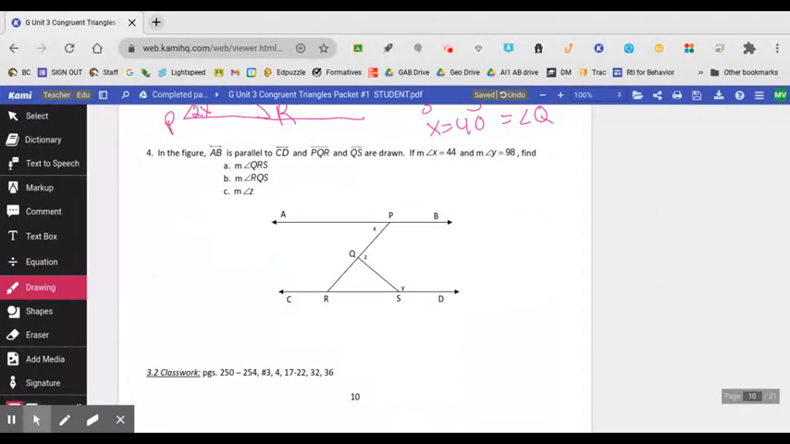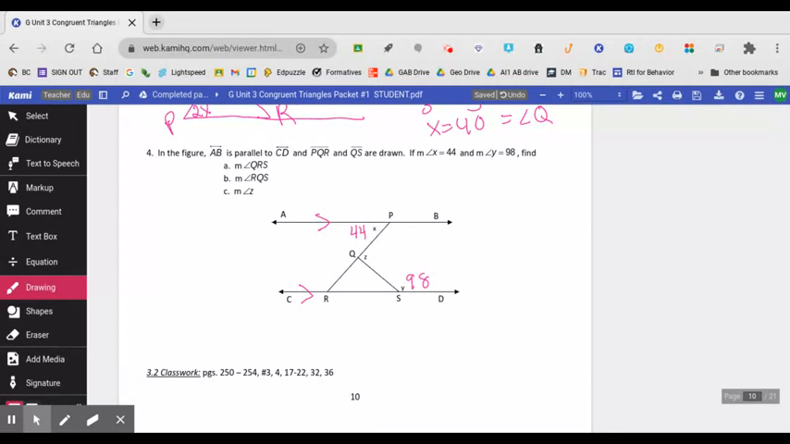Number 4. In the figure, AB is parallel to CD. So that means this top line is parallel to this bottom line. If x is 44 and y is 98, find these angles.